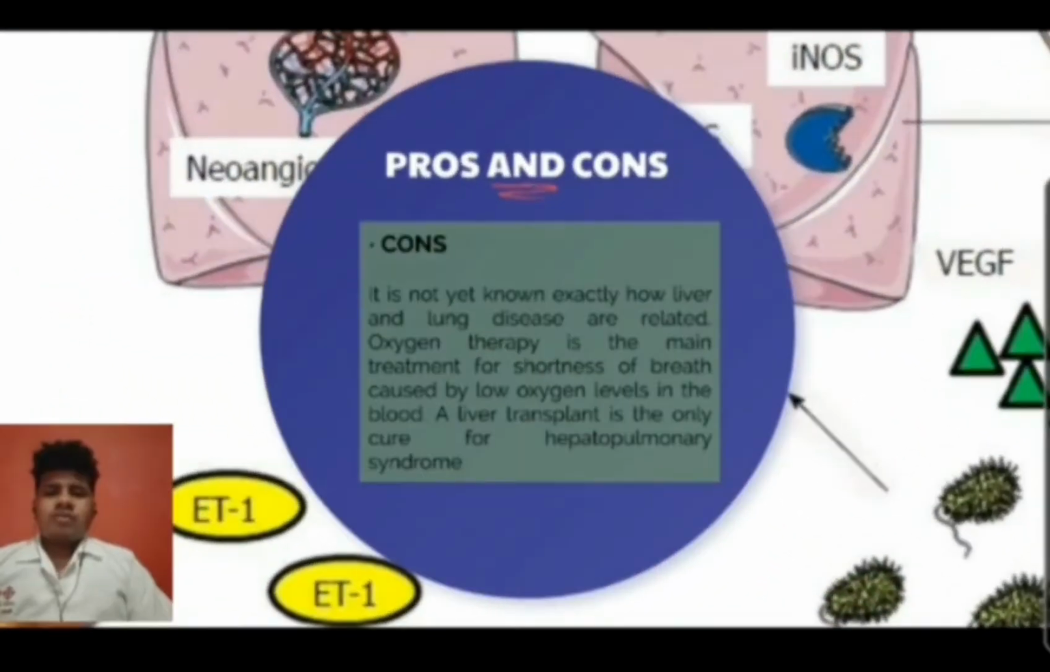Pros and cons. Cons: it is not yet known whether science has a cure alone, as the diseases are related. Oxygen therapy is meant to relieve shortness of breath caused by low oxygen levels in the blood.